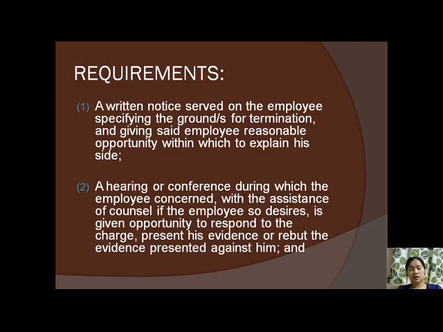Of course, the employee will be given more opportunity to respond to the charges, and of course, he can present more evidence in his favor, and to rebut the evidence presented against him.